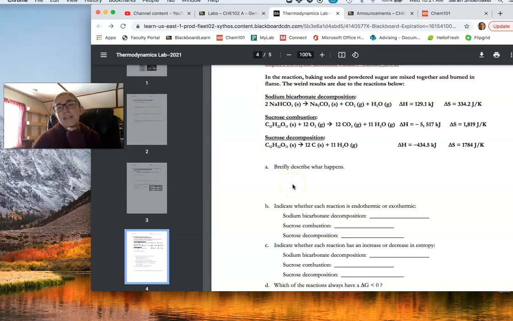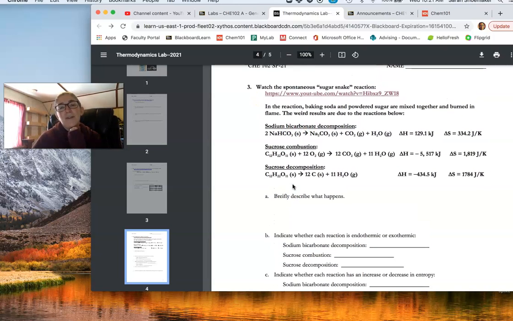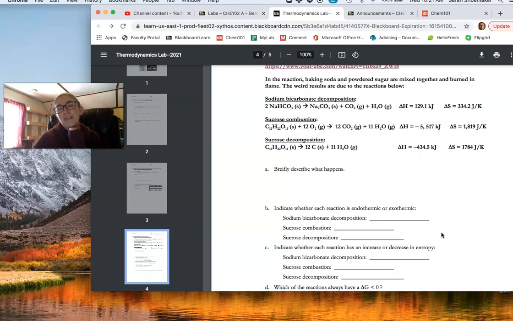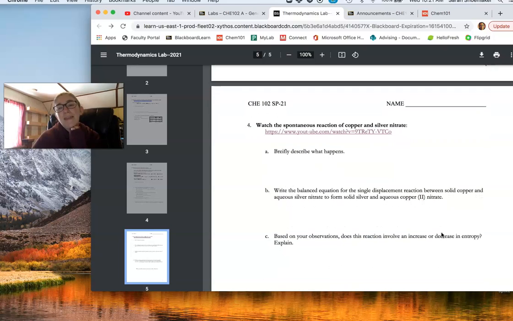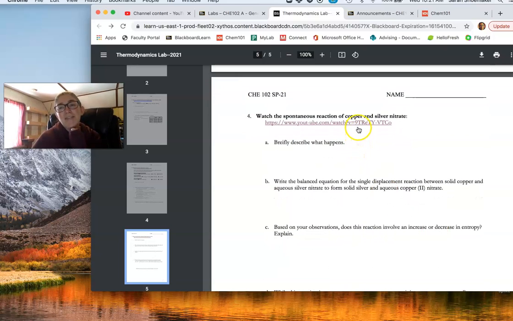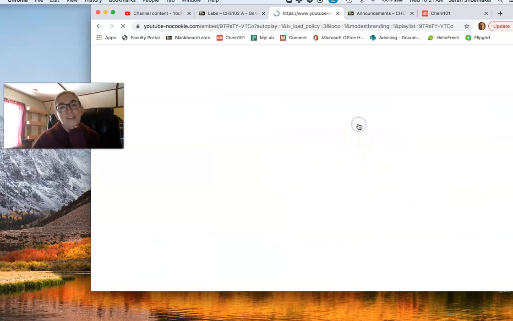All right, this is actually an example of reactions that are coupled in order to make a non-spontaneous reaction happen spontaneously. And then the last one is the spontaneous reaction of copper and silver nitrate.